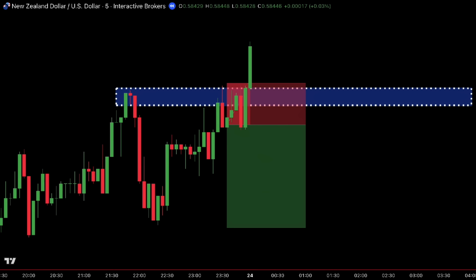But then the same thing happens again. Price hesitates, reverses, and hits your stop loss. Now let's be very clear about something important. The problem here is not the market, it's not smart money, and it's not bad luck. The real issue is that you never checked the higher time frame.